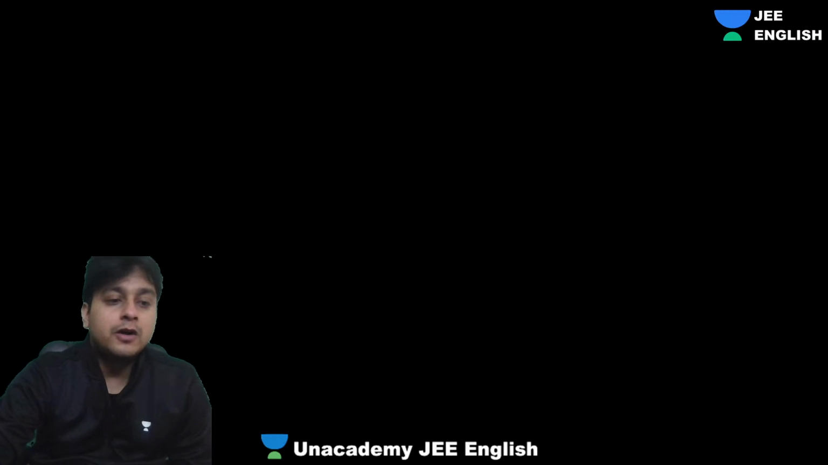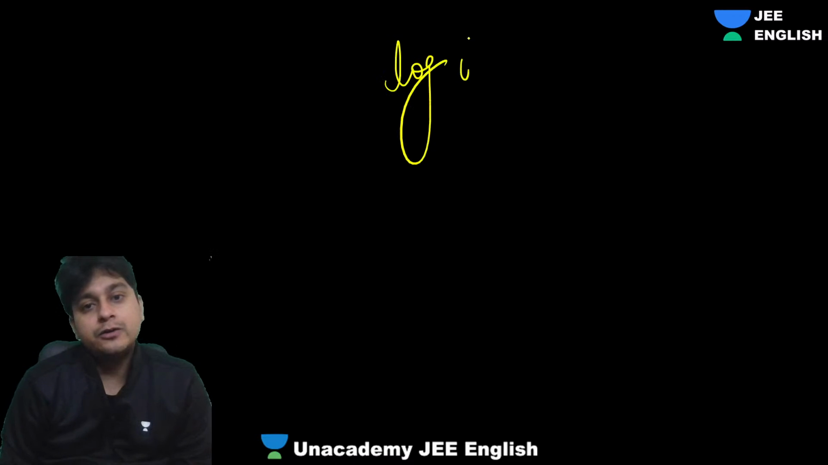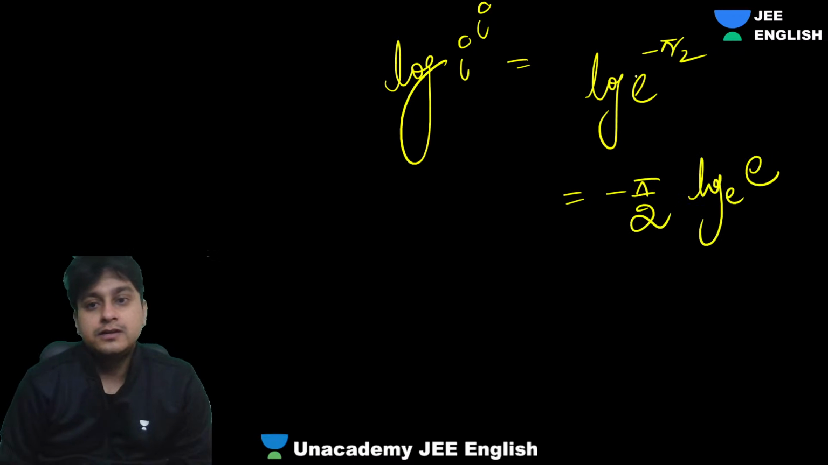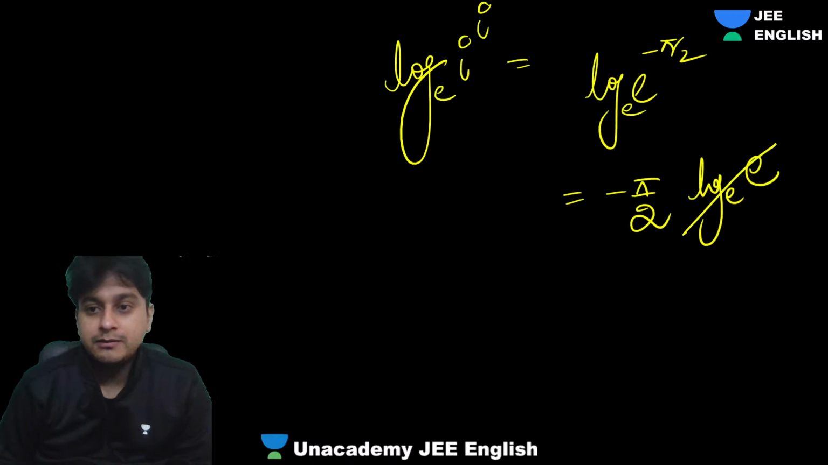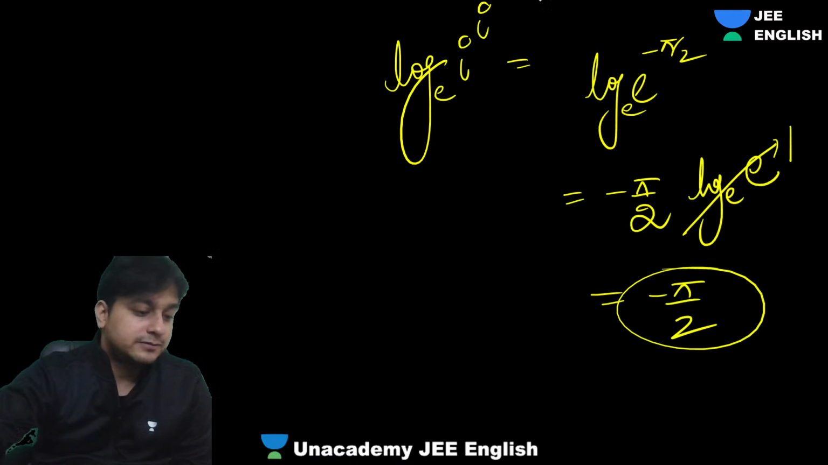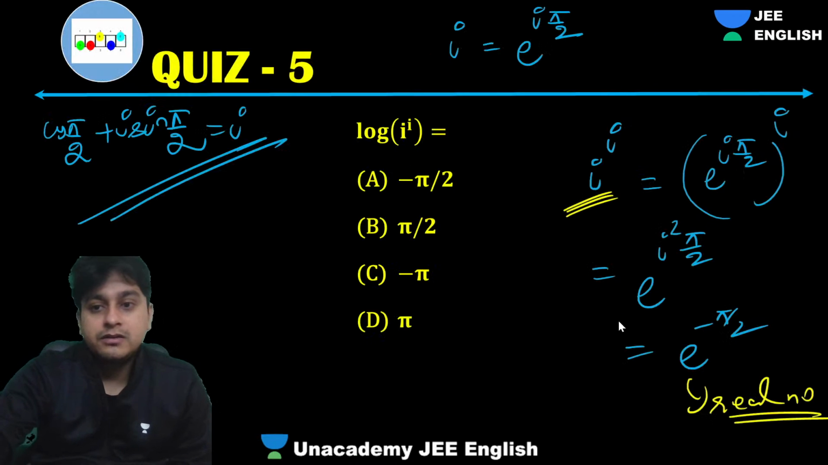So what about the log of this? If you take log of iota power iota, that will be log of e power minus pi by 2, which is minus pi by 2 log e. You take log base e, so that becomes 1, and we'll get minus pi by 2. That's the answer. Very important concept actually. Next.